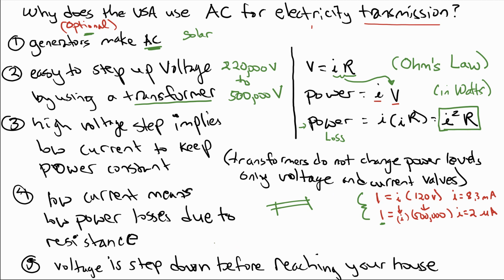And then ultimately, before it hits your house, the voltage is stepped back down to like 120 volts. So why do we use it? Because most of the ways that we generate electricity are AC. It's easy to step up to high voltage, and then when we're transmitting the power out to different subdivisions in your town, we're getting very low loss because the current is very tiny.